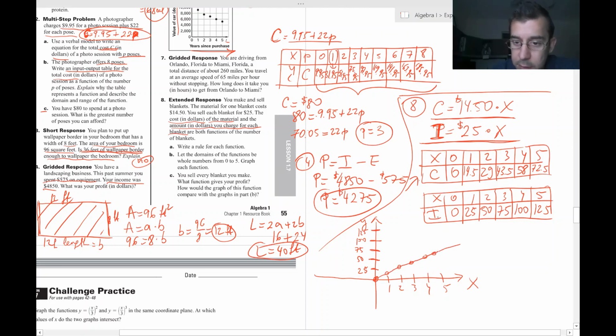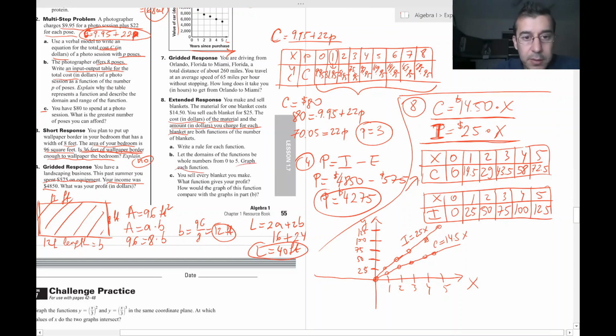And then the other function is 0, 0, 1 and 25, 2 and 50, 3 and 75, 4 and 100, 5 and 125. So that's the function. This is the income function, which is 25x, and this is the cost function, or 14.5x. So that's B, graph each function.